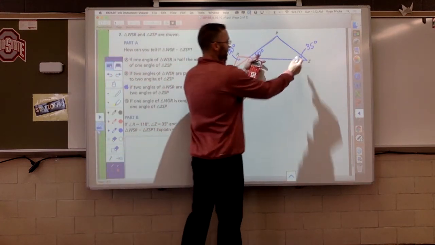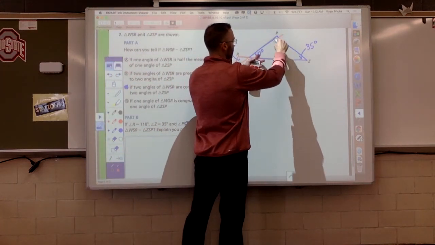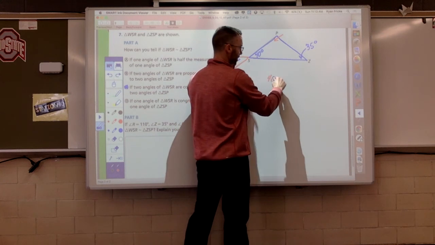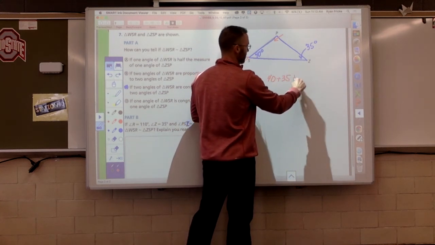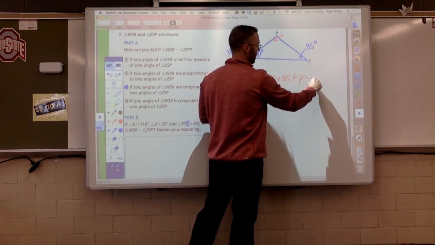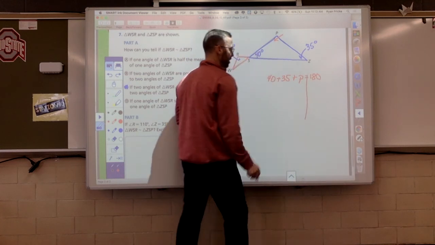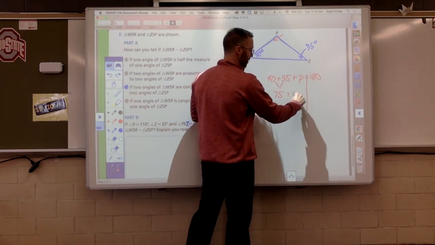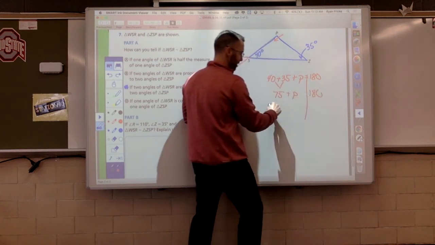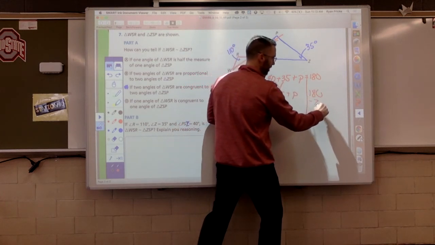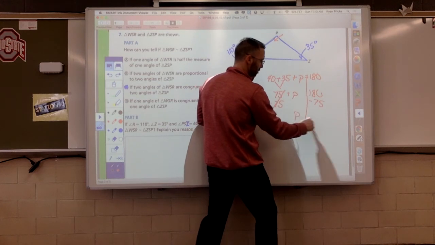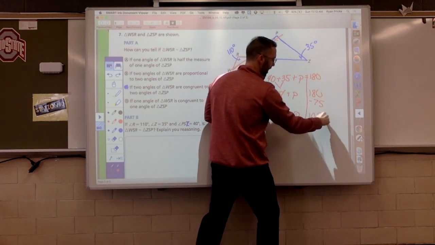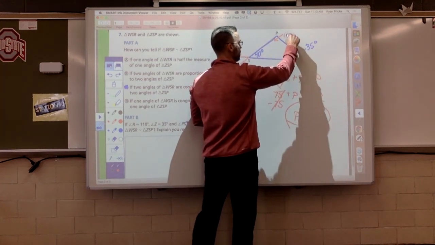If this is 40 and this is 35, we can figure out this angle. 40 plus 35 plus, I'll just use P equal to 180. Solve these 2 together, 75. This is 180. Subtract the 75. Boom. P is 105. This angle, 105.